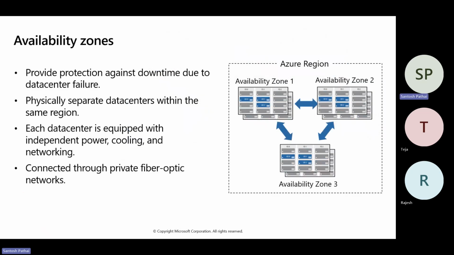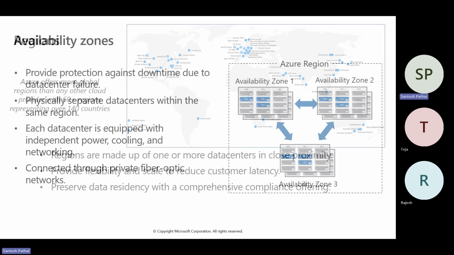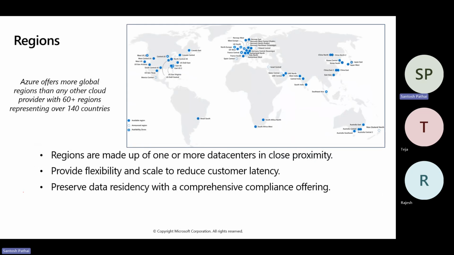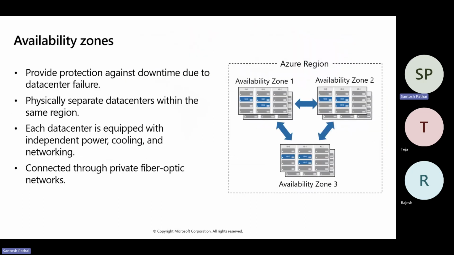So now we have availability zones. You can see now the Azure region is there. A region is a combination of one or more data centers in close proximity. Each data center is termed as an availability zone.